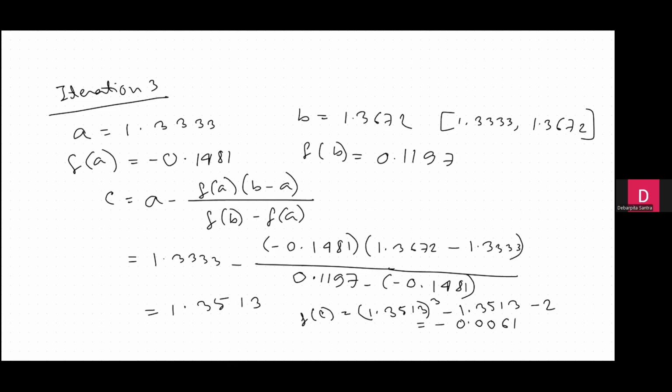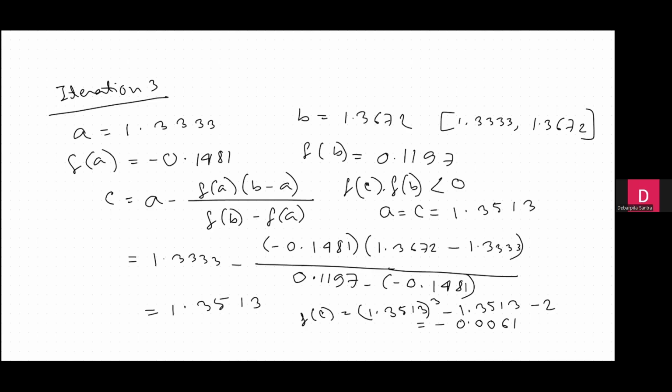So f of A and f of C are both of the same sign, so this will not help us. But if the signs of f of C and f of B are opposite, that is, one is negative and f of B is positive, then we can conclude that f of C into f of B is less than 0. So our new A will be C. A now will become 1.3513.